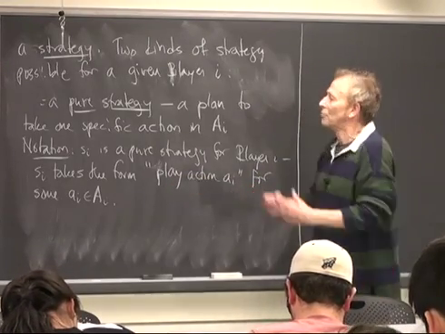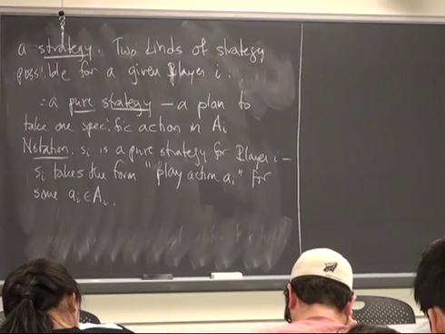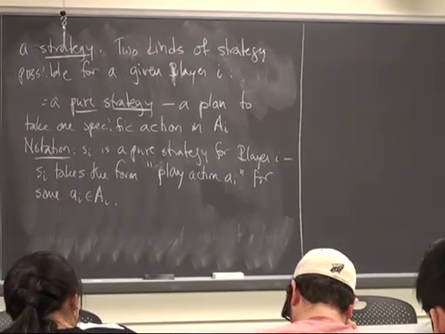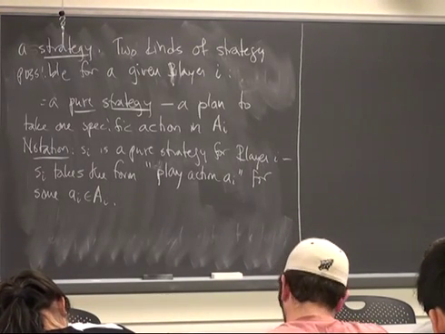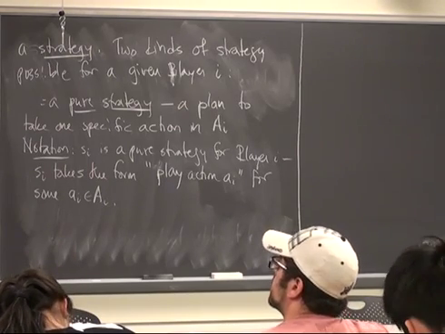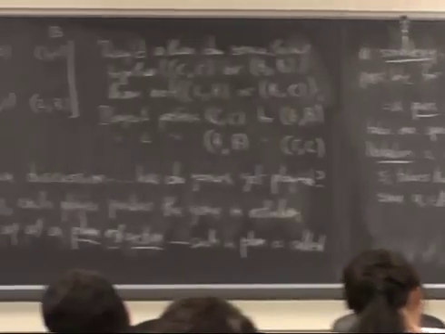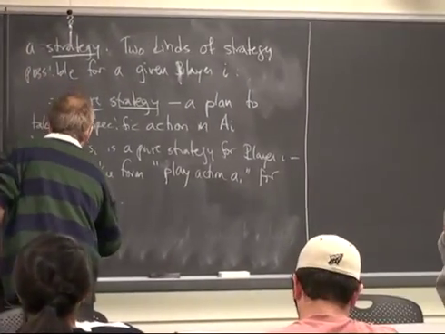Okay? So, for example, the possible pure strategies in the prisoner's dilemma for each player are going to be play C or play D. The possible pure strategies for Battle of the Sexes for each player are going to be play C or play B. Okay? The other kind is called a mixed strategy.